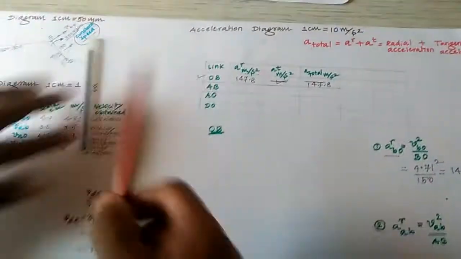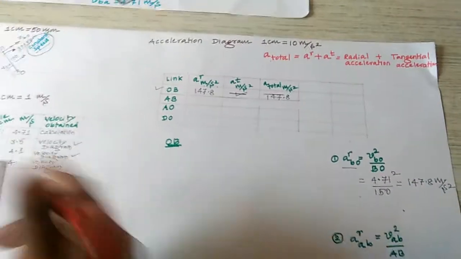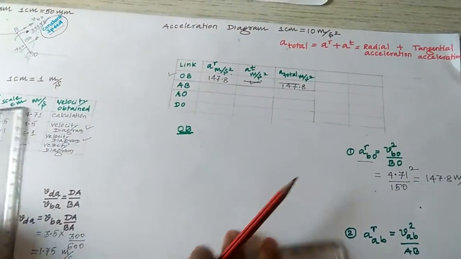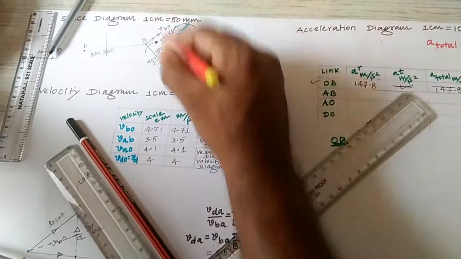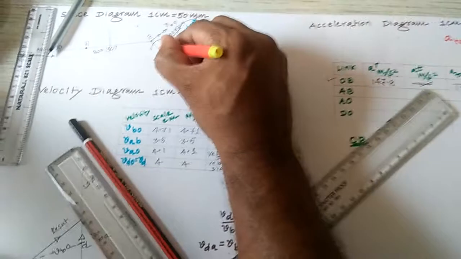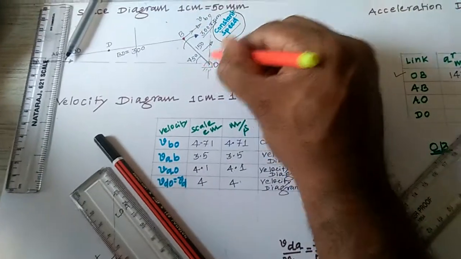Then you have to draw the acceleration diagram for the link OB. For the link OB, the radial acceleration is one more important thing. I will mark it: the radial acceleration of B with respect to O.